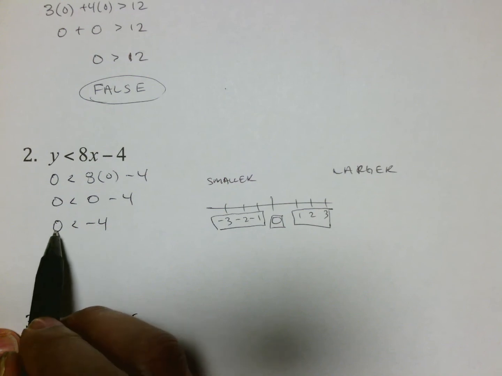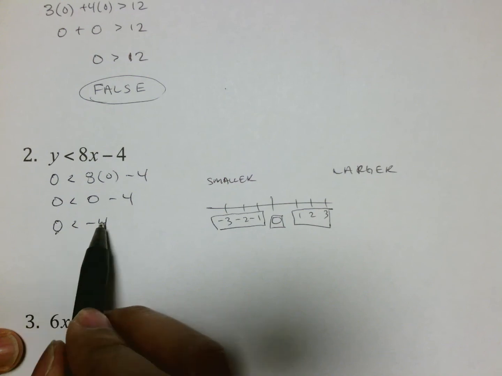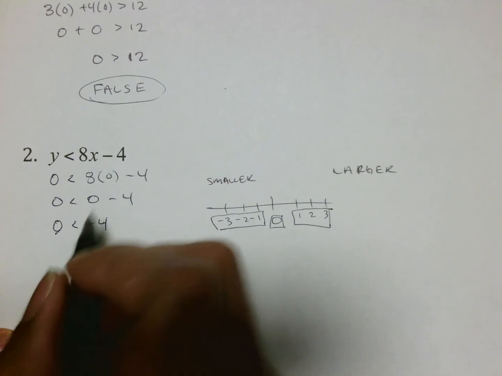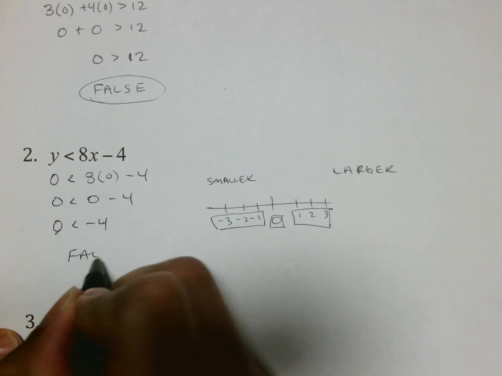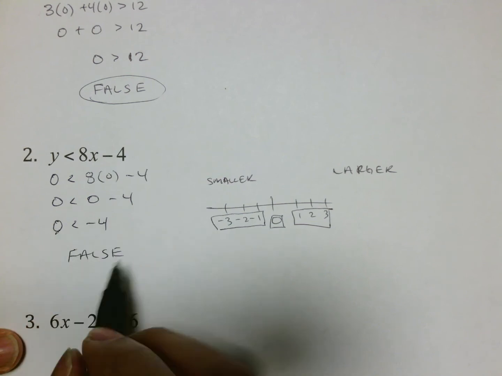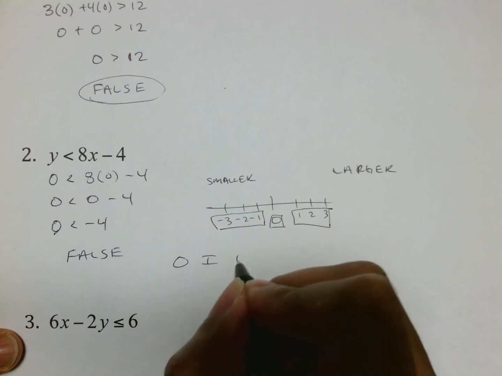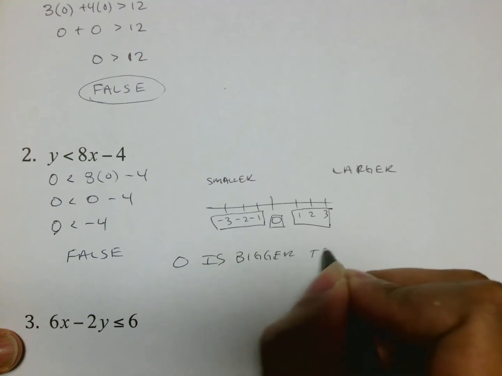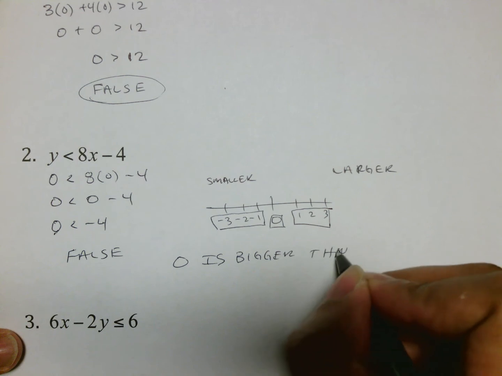Another way to think about it is, would you rather have nothing at all or be in debt? It's better to have nothing at all, because at least the first dollar you earn is yours, whereas the first dollar you earn if you're in debt goes to the person you owe. So this also is false. You might want to write down for yourself, 0 is bigger than negatives.